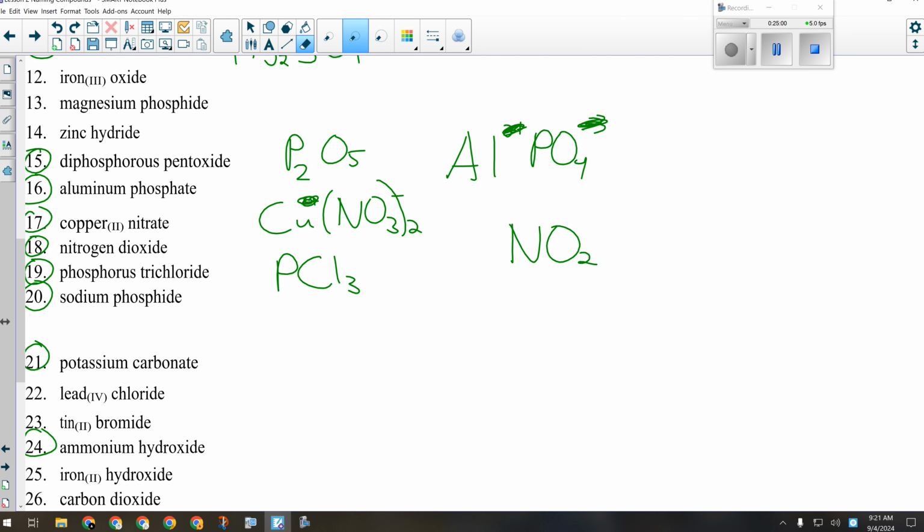Okay, sodium phosphide, ionic or molecular? Ionic, sodium is a metal. So I'm going to go Na, it's a +1. Phosphide is just phosphorus, and it's a -3. What do I do now? Drop and swap. Na3P.